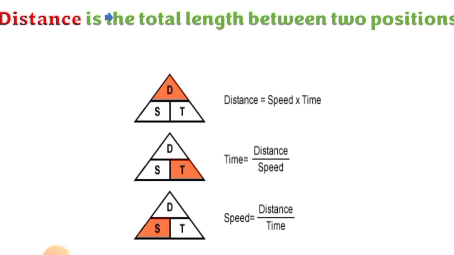Now to solve for the distance, let us look at the triangle. The first triangle shows the formula for finding the distance, since D is being highlighted. So distance is equal to speed times time. This is the formula that we are going to use in solving the distance.